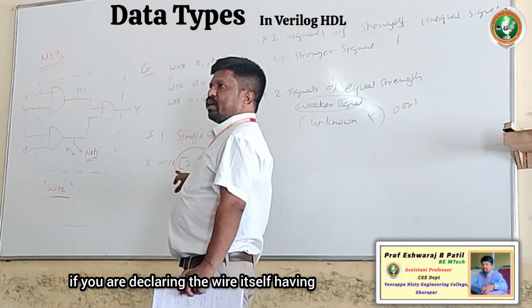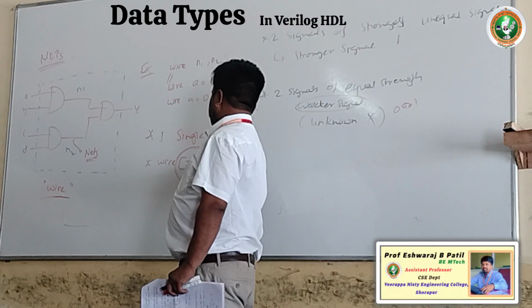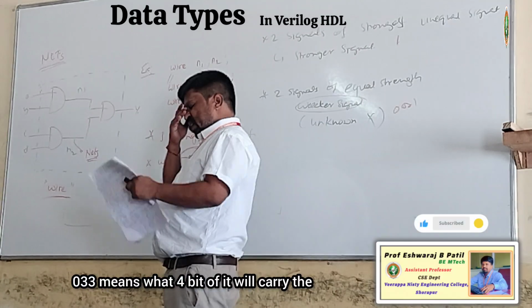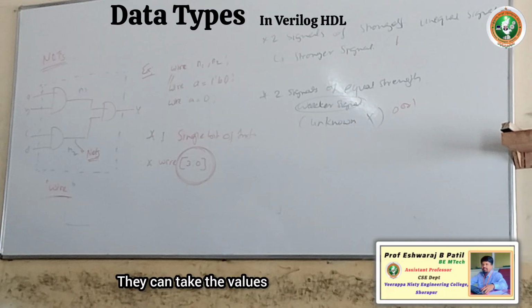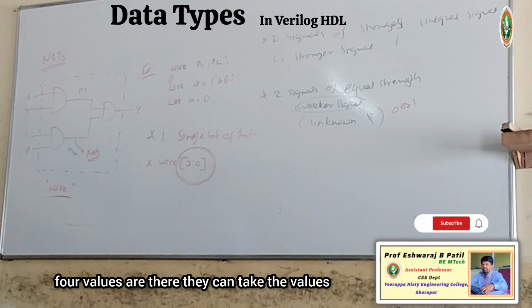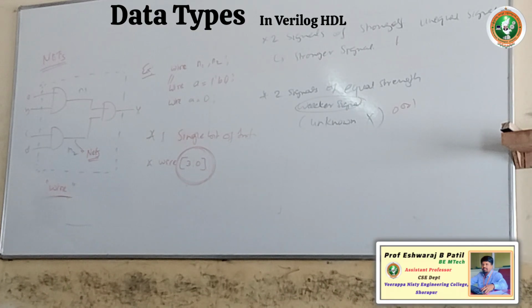If you are declaring the wire in vector form, [3:0] means 4 bits, it will carry 4 bits of information. They can take 4 values: 0, 1, x, z.